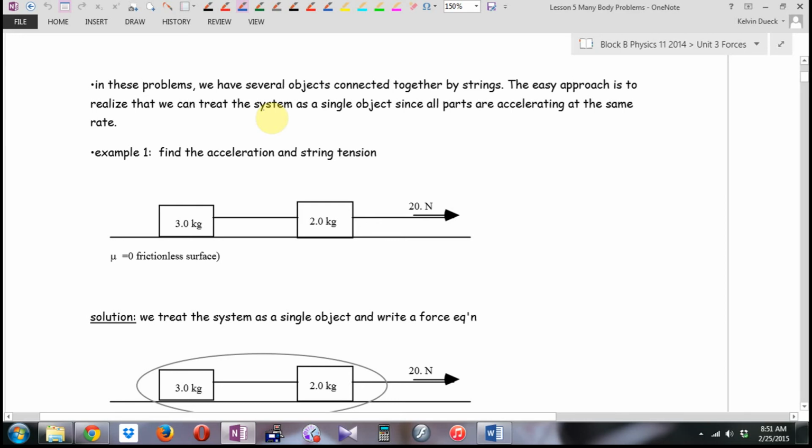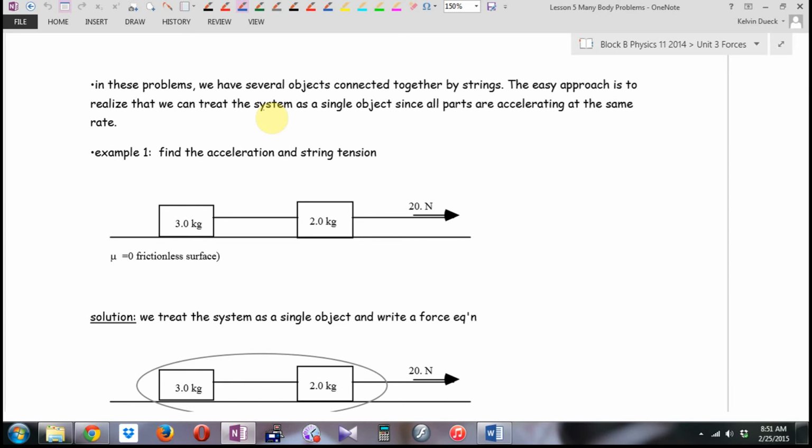If I have two objects connected by a string, it's impossible for this object here to accelerate at a different rate from that object there. We're not going to allow you to do that. So we're not going to be allowing you to yank the rope really, really fast or anything like that.